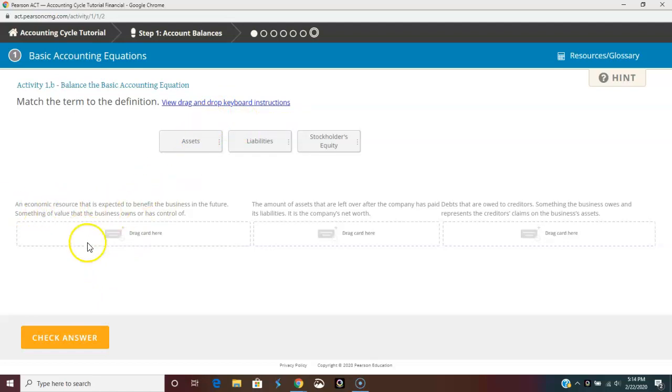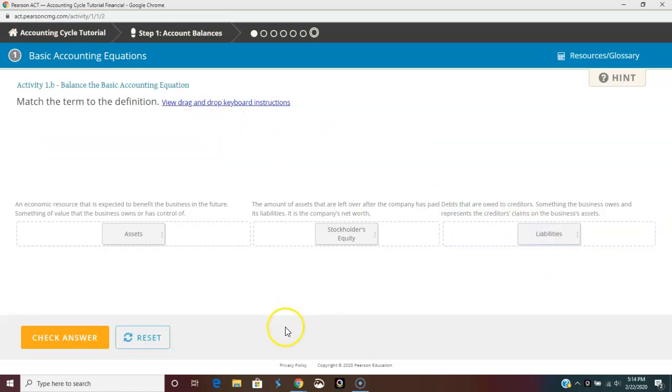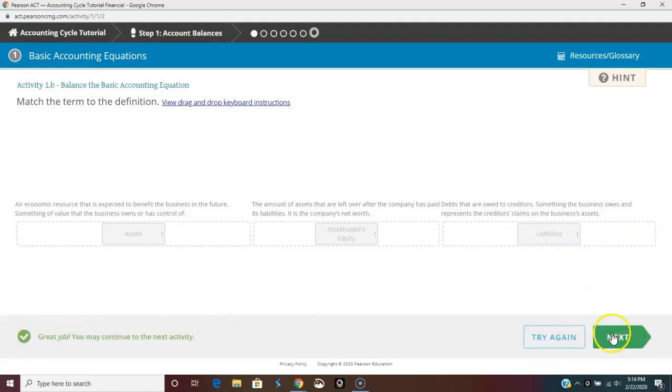An economic resource that is expected to benefit the business in the future. Something of value the business owns or has control of. That's an asset. Amount of assets that are left over after the company has paid the liabilities is the company's net worth. That's stockholders' equity. And then debts that are owed to creditors, something the business owes and represents the creditor's claim on business assets. That's liabilities. Those are the definitions of those three terms. Next.